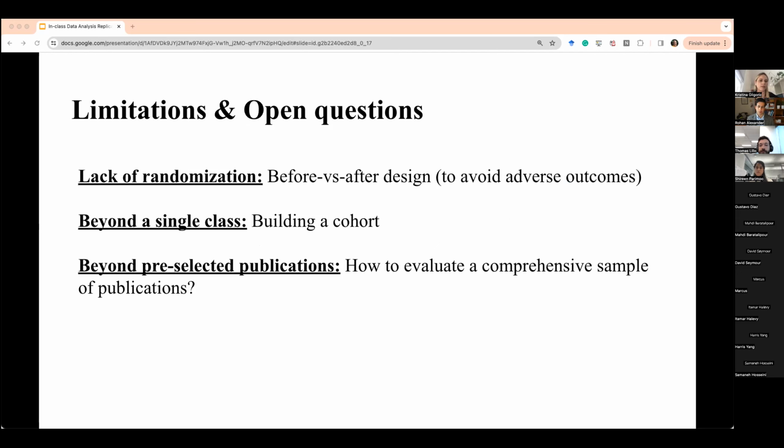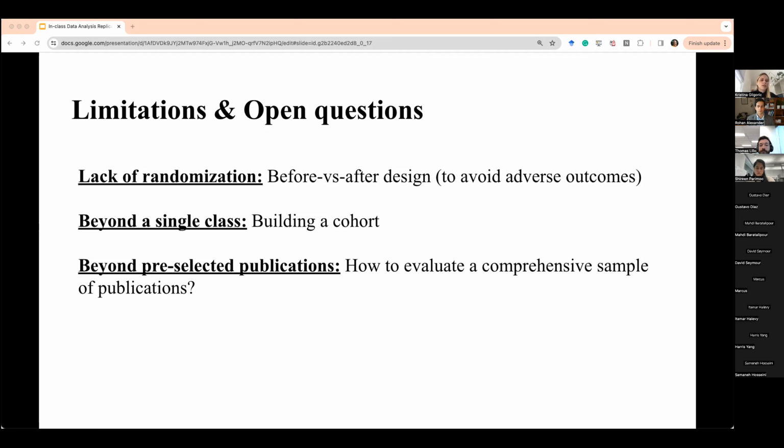So first, there was this lack of randomization. So the design was before versus after to avoid adverse outcomes. But ideally, if one cares about what we can learn from doing a replication, we would randomize students into conditions where some do a replication, some don't, and then compare across conditions. But we didn't do that.